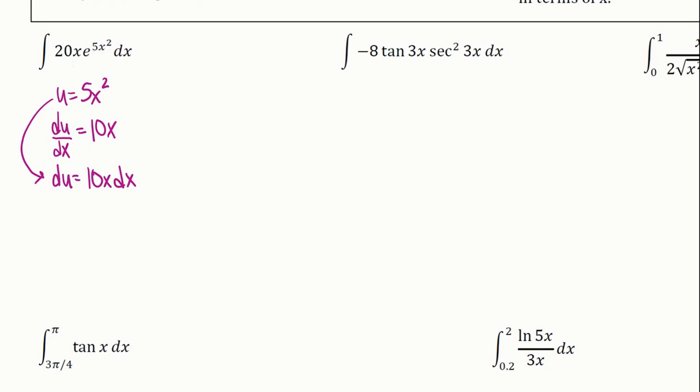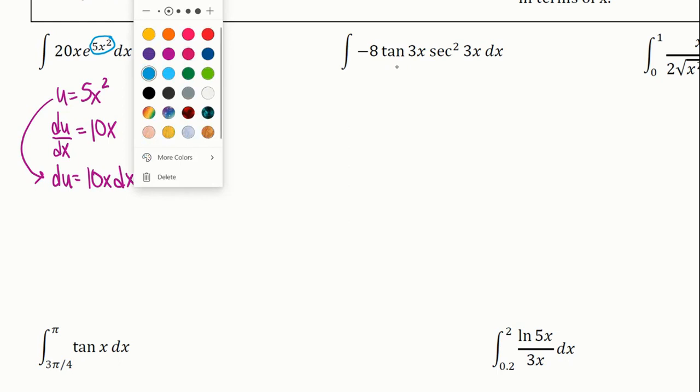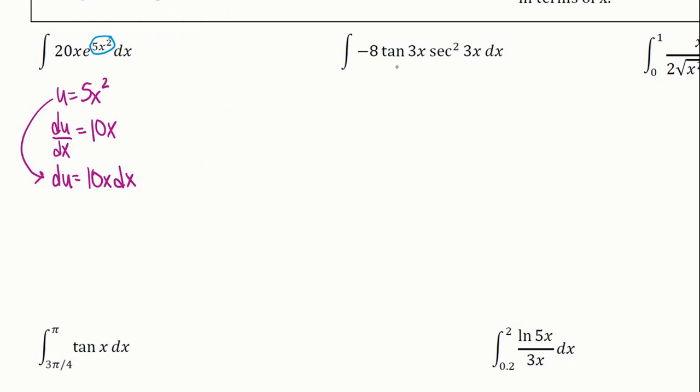So right now what I can do is if u is equal to 5x squared, and I have du is equal to 10x dx, well, this is 20x dx. So what can I do to du to make that 20x dx? Well, I can just multiply both sides by 2, right? And then, since 20x dx is equal to 2 du, I can substitute my green underlined portion. I can substitute 20x dx with 2 du.